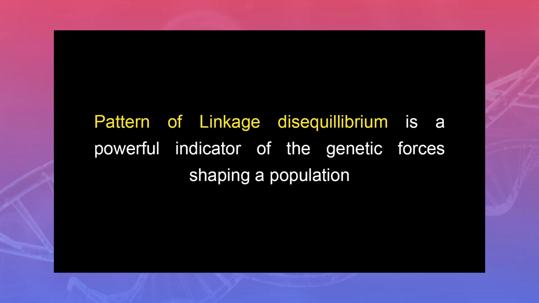For example, admixing genetically distinct populations creates association between two loci or positions with different allele frequencies even if they are unlinked. Linkage disequilibrium can also arise due to population stratification and cryptic relationships within a population that result in correlated allelic frequencies. The pattern of linkage disequilibrium is a powerful indicator of the genetic forces shaping a population.